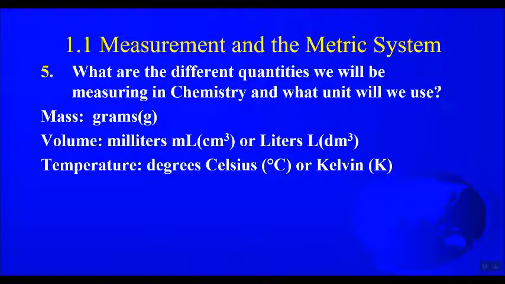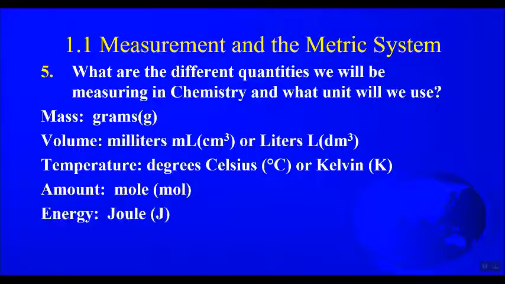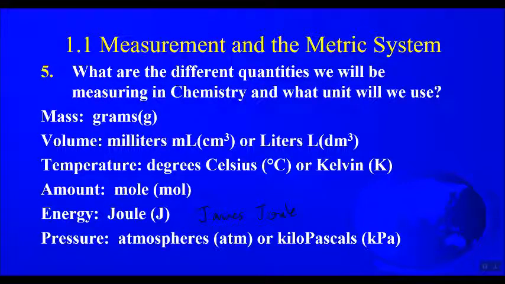The difference between them, we'll get to them. The amount of stuff will be the mole. Energy will be joules, and that's named after a scientist. His name was James Joule, and we'll talk about him. Pressure will be measured in atmospheres or kilopascals, and pascals is named after one of my favorite scientists. His name was Blaise Pascal. And time is measured in seconds. So make sure you pause this recording and copy these things down. They're very, very, very important. And that's it.